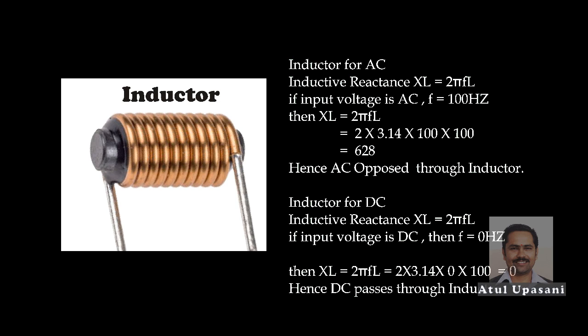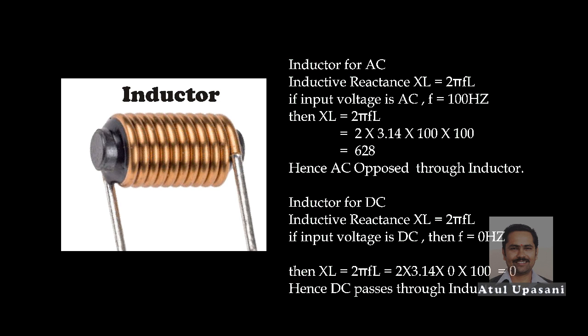That means the frequency and opposition are directly proportional here. If you consider the AC voltage, the frequency will be 100 Hertz. If you calculate the XL, it will have some finite value. So when AC is applied to the inductor, it will be opposed by the inductor depending on its value.